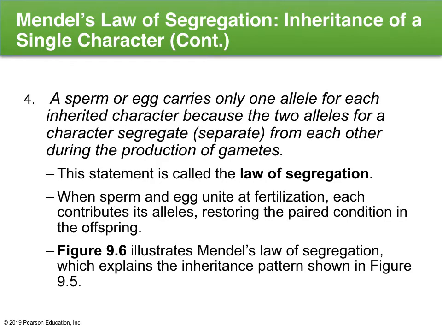Now, a sperm or egg is only going to carry one allele for each inherited character, right? Because the two alleles for a character are going to separate from each other during the production of the gametes, right? Back when you had the reduction division. So we called this the law of segregation, that the gamete is only going to carry one allele for each inherited character. When the sperm and egg unite at fertilization, each is going to contribute the alleles it's carrying, restoring the paired condition in the offspring. And again, most of the time people would say, well, duh. But again, people had different thoughts about how reproduction worked over the years.